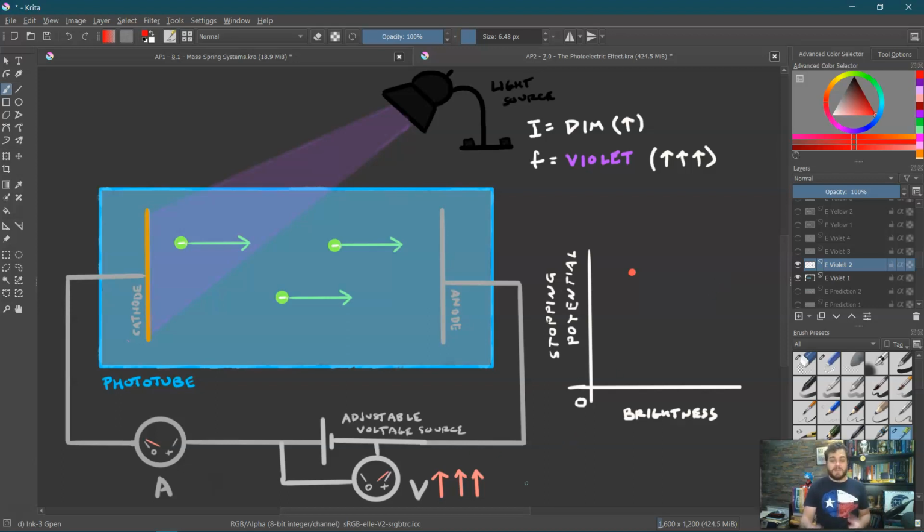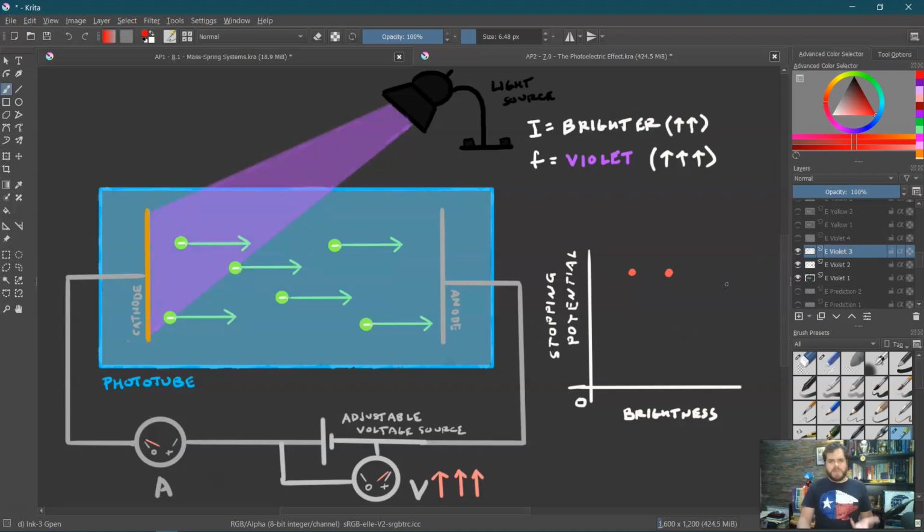This stopping voltage is pretty darn high. They are moving pretty darn fast. So if I look at this here, I've got my graph of the brightness versus the stopping potential, and I have this data point here. So let's turn up the brightness of this violet light.